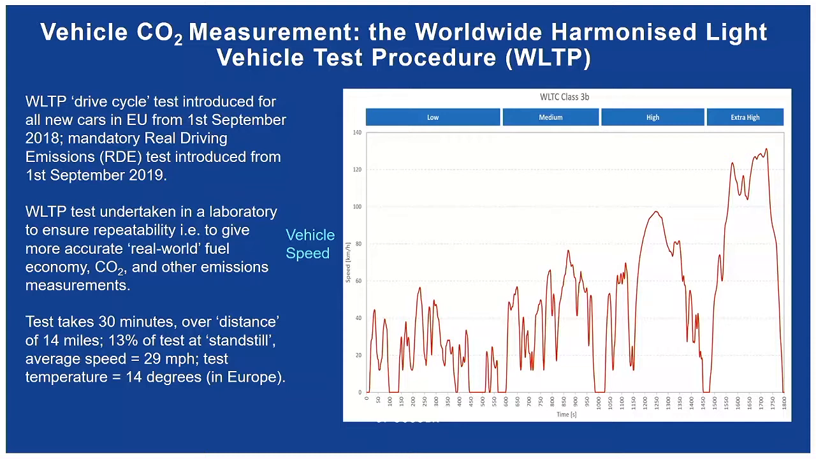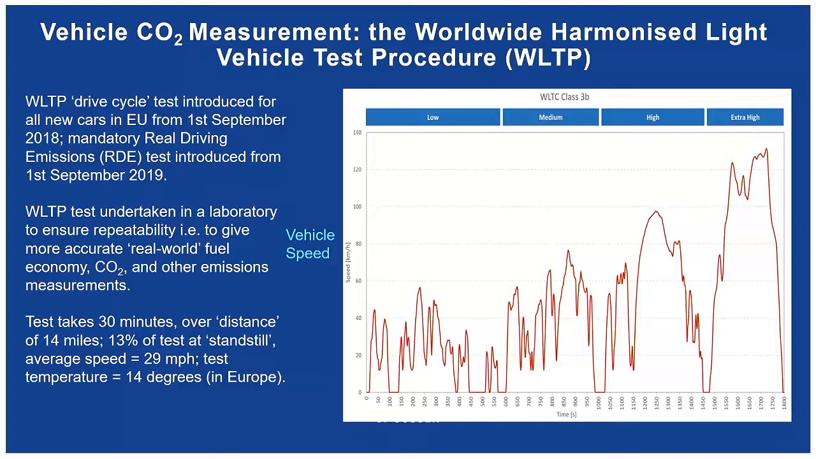So the next question is, how are they measured? The European Union is very active on this subject, and they introduced a new, what's known as a drive cycle, in September last year. And this is the drive cycle, and what it's called is the Worldwide Harmonized Light Vehicle Test Procedure, the WLTP. On what's known as a chassis dynamometer, they put the vehicle through a range of speeds and loads, and this is the speed range they go through. And the test takes 30 minutes.